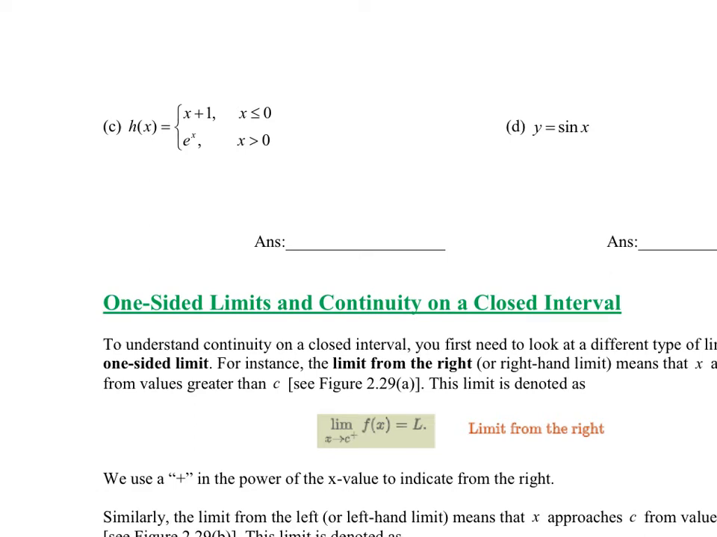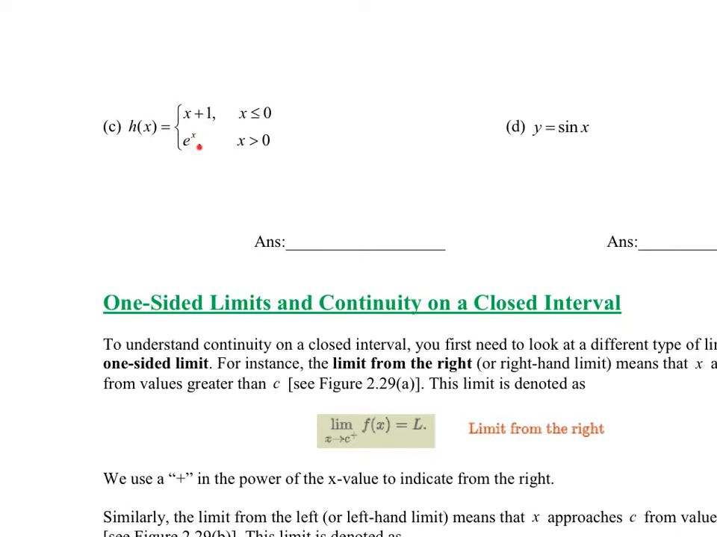Let's continue on to part C here. This is our piecewise defined function. Anywhere that it's less than or equal to 0, you're using the function x plus 1. Anywhere it's greater than 0, you're using the function e to the x. I noticed that x plus 1 is a polynomial function, so it would be continuous from negative infinity to infinity.